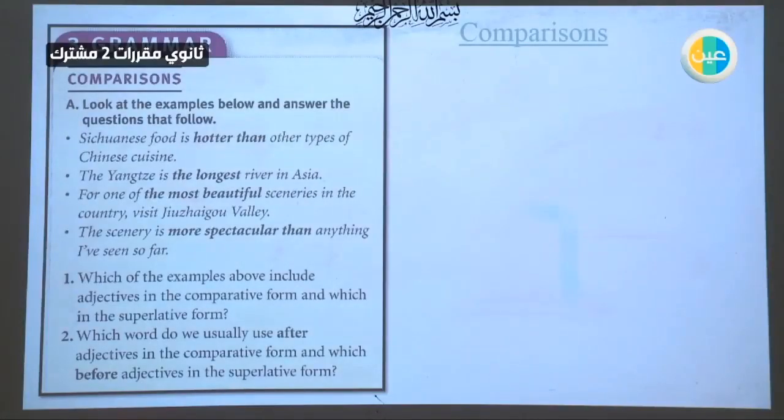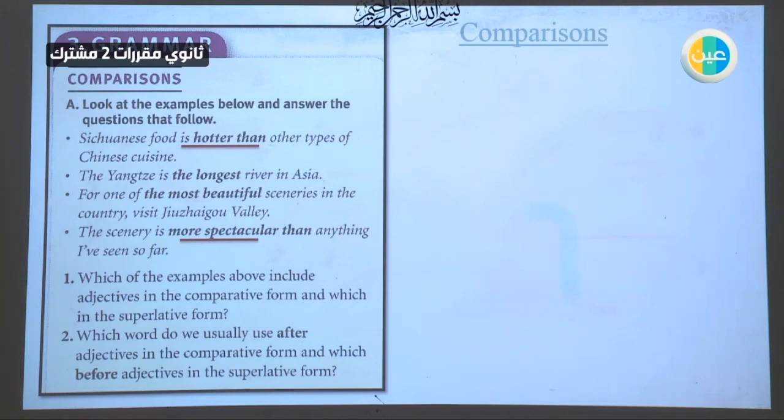Now, let's go back to our questions. Do you remember the sentences in the first part? The first sentence says food is hotter than other types of food. You have more spectacular than. So if you have hotter than, more spectacular, the first one is one syllable, okay? That's why we use er and than. The second one, more than 3 syllables, we use more than. What is the same about that? These two sentences, both of them are comparative.